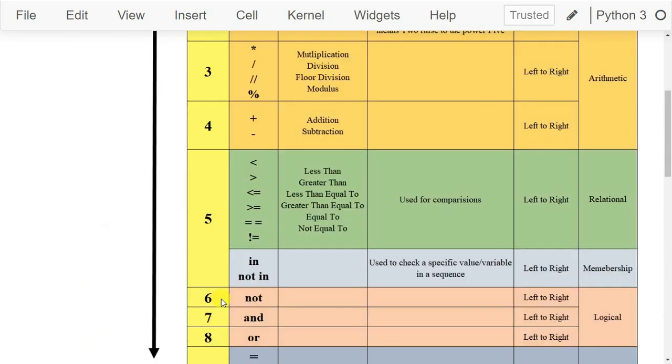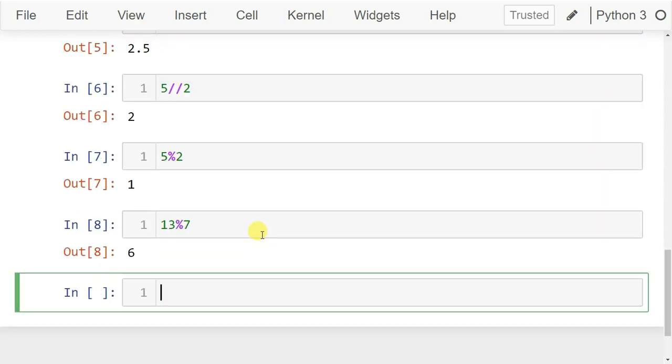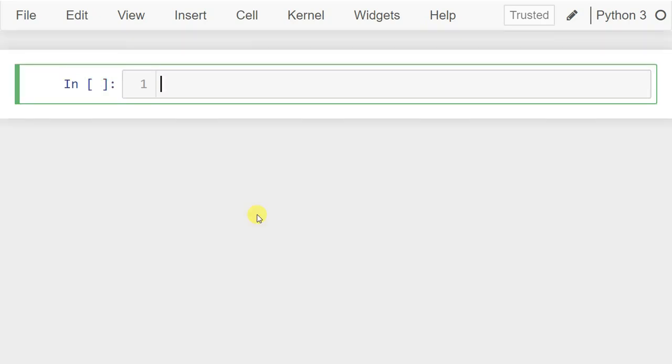After that, we have two more arithmetic operators, that is plus and minus. Plus is used for addition and minus is used for subtraction. There is an interesting fact that we can use addition and multiplication operators with strings.